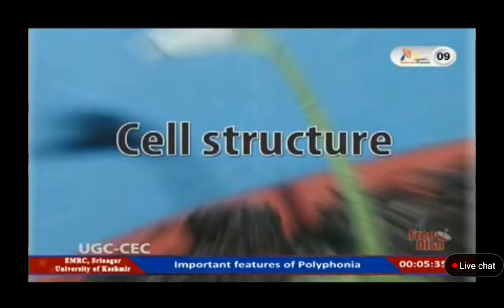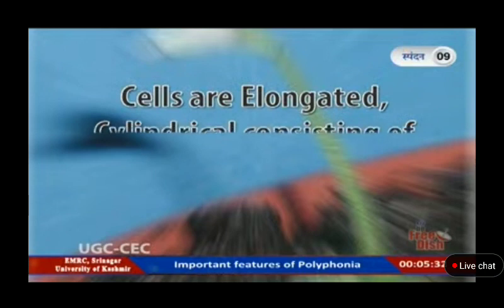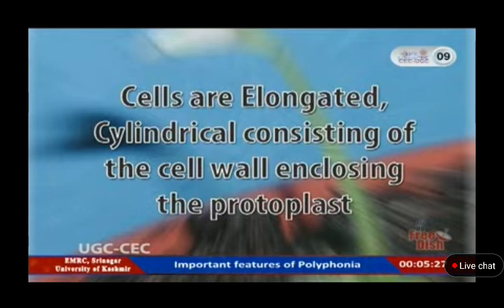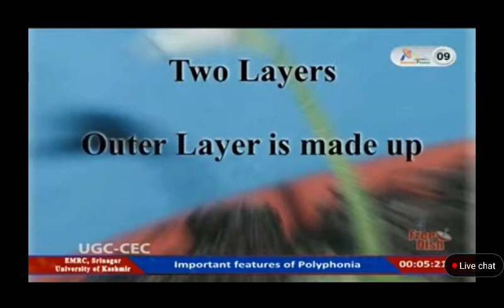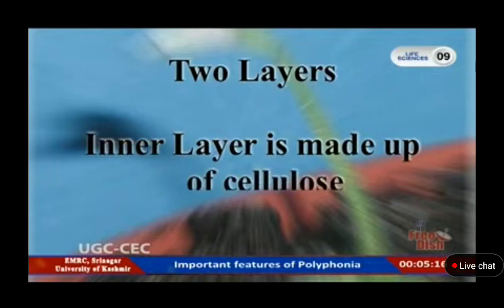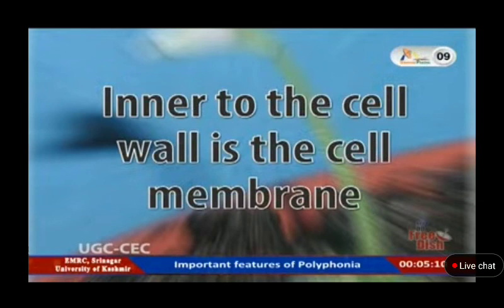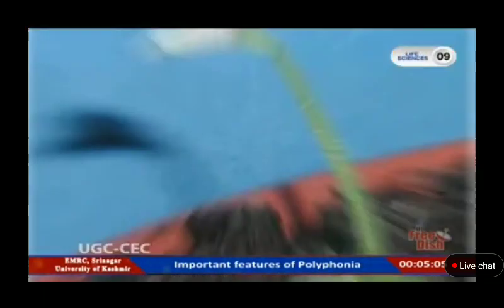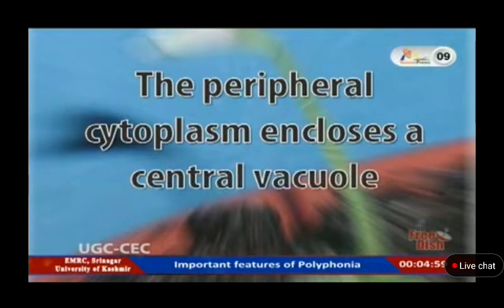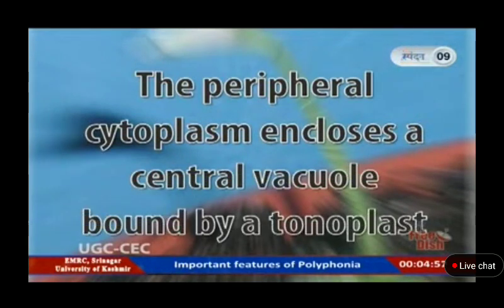Cell structure. Cells are elongated, cylindrical, consisting of the cell wall enclosing the protoplast. The cell wall is differentiated into two layers. The outer layer is made up of pectic materials and inner layer of cellulose. Inner to the cell wall is the cell membrane. The cytoplasm forms a lining layer within the cell. This peripheral cytoplasm encloses a central vacuole bound by a tonoplast.